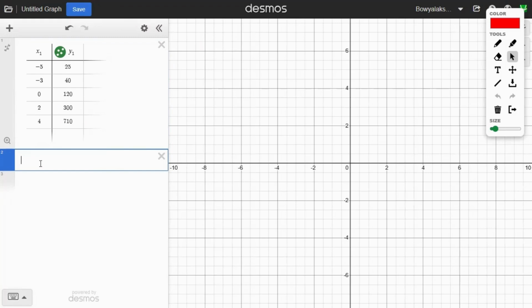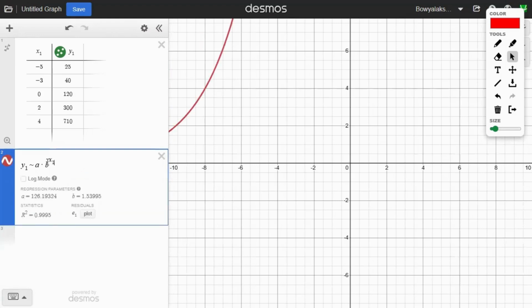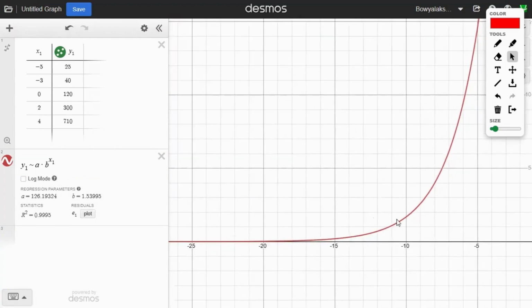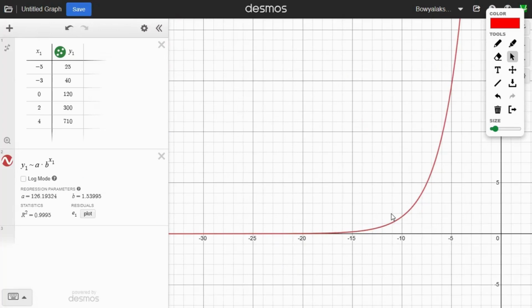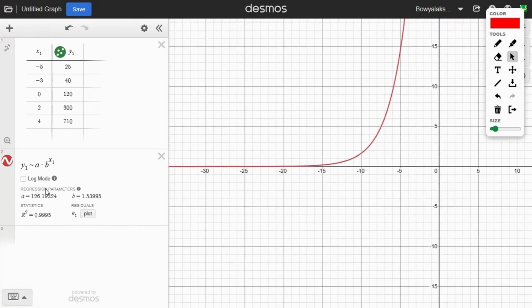So how can I make a regression model? Next, you take another tab: y1 approximately, using the approximate symbol. The model they said is a times b power x. Don't use x, y, use x1, y1. So this is a regression model for this data set. This is exponential regression, and it shows your a and b values. So this is an approximate fit for this data, correct?